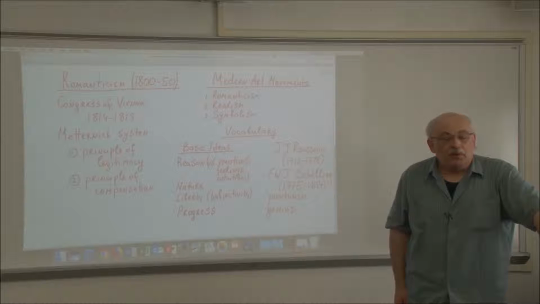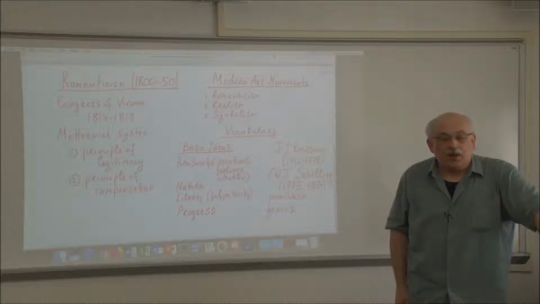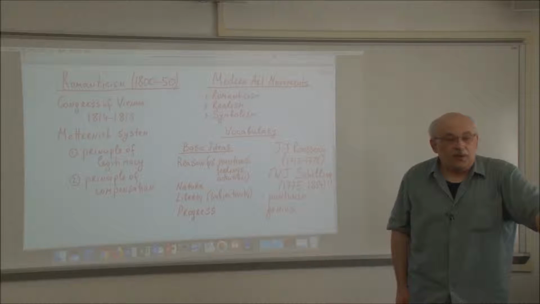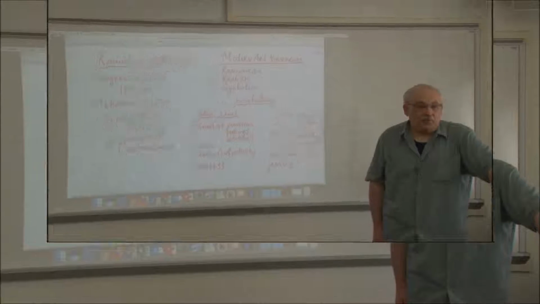Now, if we look at the modern art movements in Europe in the 19th century, we have three of them: Romanticism, Realism, and Symbolism. Romanticism dates back to the first half of the 19th century. The dates for Romanticism are usually 1800 through 1850.